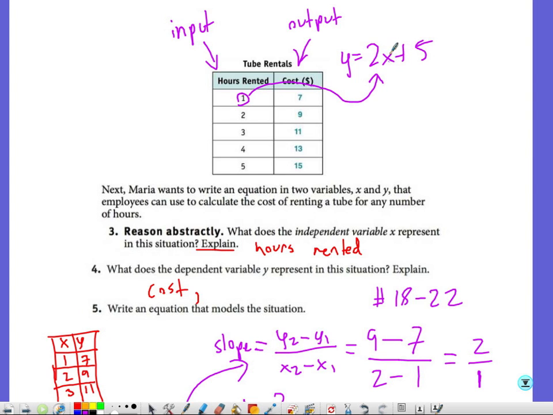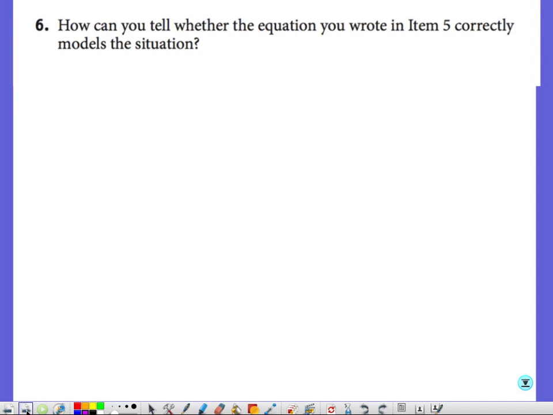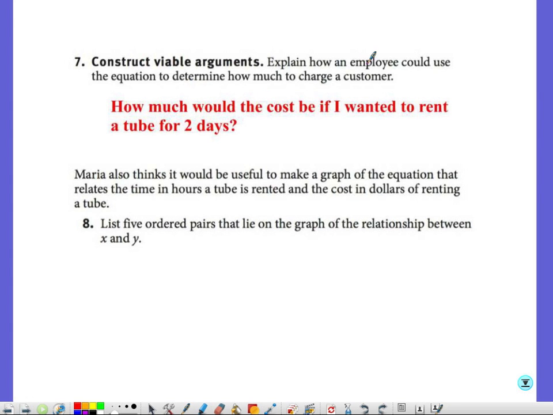So if we plug in 1 in for x, we basically have 1 times 2, which is 2, plus 5, which gives us 7, which is our output. And so that is indeed correct. We can go one by one for each of these inputs and make sure that we get the correct output. So that's how you can check to see if the equation is correct.